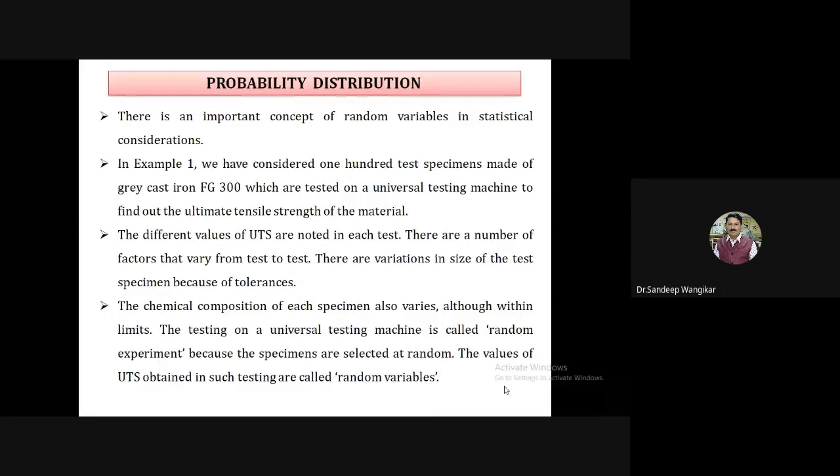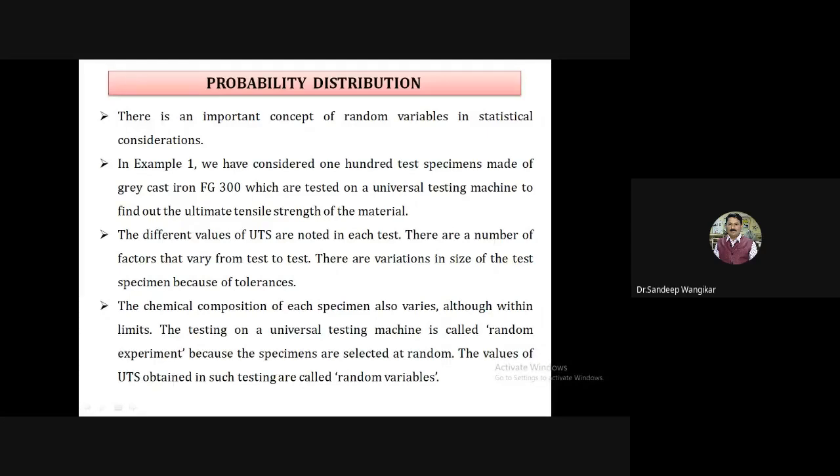Again, the chemical composition of each specimen also varies, although within the limits. Though there is a limit, the carbon should be from 0.03 to 0.08. For example, if it is a stainless steel material or any alloy steel material, let us assume SS316LN, the stainless steel used in nuclear power applications. So the carbon is 0.03 to 0.08. So 0.04 is accepted, 0.07 is also accepted.